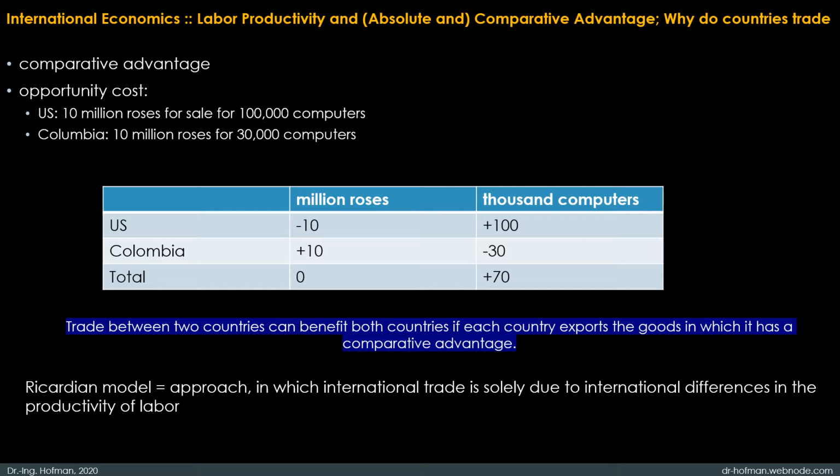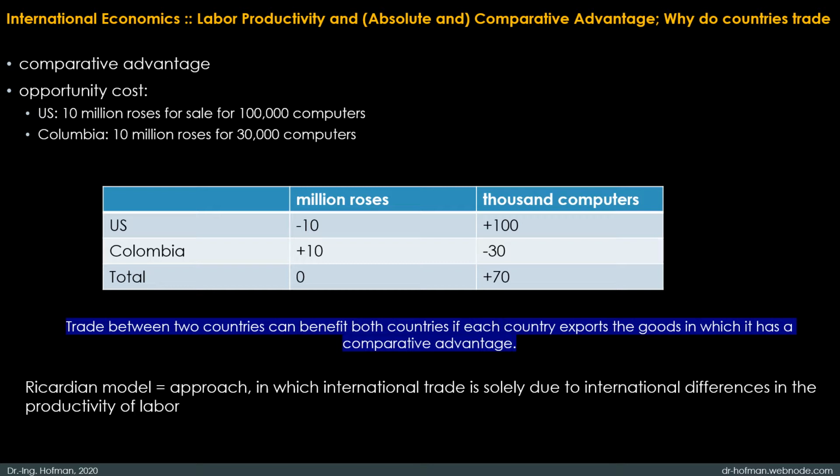Suppose, for example, that the United States currently grows 10 million roses for sale on Valentine's Day, and that the resources used to grow those roses could have produced 100,000 computers instead. Then the opportunity cost of those 10 million roses is 100,000 computers. Conversely, if the computers were produced instead, the opportunity cost of those 100,000 computers would be 10 million roses.